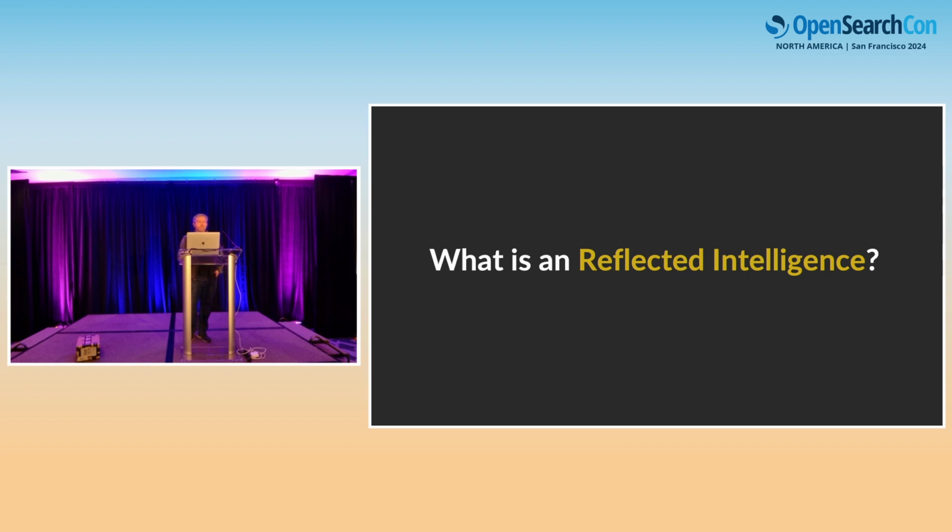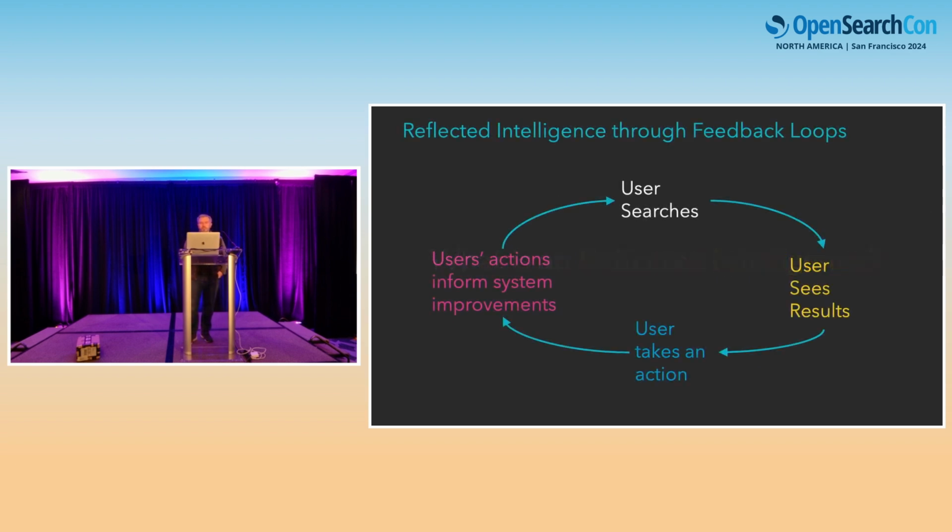So first of all, what is reflected intelligence? You're probably all familiar with feedback loops and reinforcement learning. It's a very similar concept for search. The idea is a user runs searches. They see some results. They take some action on those results. And then the system collects the queries, the actions they took, and learns from the user behavior what users like, their taste, their preferences, what is relevant. And based upon that, builds models to reinforce relevance for future users. So it's just a giant and continuous feedback loop.